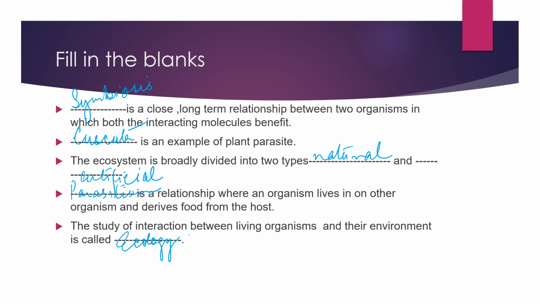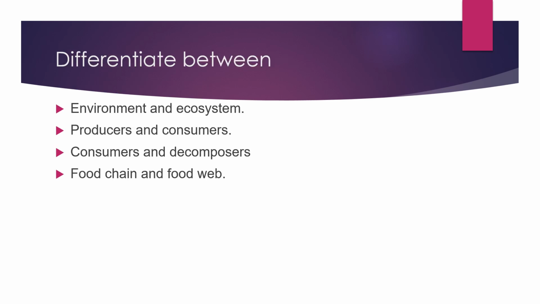So let us see what is there in the next one. After fill in the blanks, we can get this type of pattern also, that is differentiate between. I have taken a few important things here: differentiate between environment and ecosystem, between producers and consumers, between consumers and decomposers, and food chain and food web. So these are the important four things I have taken. Other than that, you can get any other thing also.